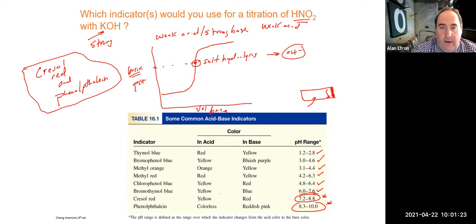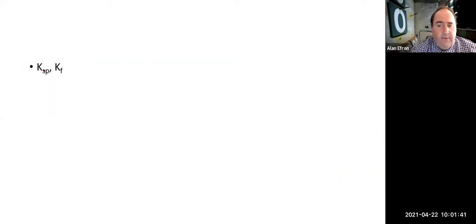Okay, all right, so that wraps up titrations. Here we're going to talk about a couple more equilibrium expressions, because we don't have enough K values. So this is going to be about Ksp and Kf. We're going to talk about each of them individually. Basically, this one has to do with solubility, and this one has to do with what are known as complex ions.